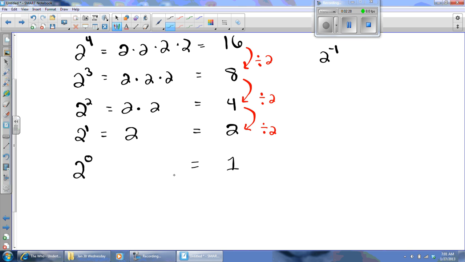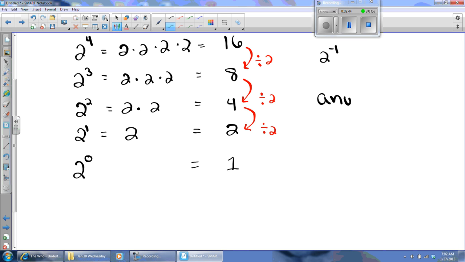I'll bet that surprised most of you. I'll bet most of you didn't see that coming. But you can see why. I divide by 2, divide by 2, divide by 2. It has to be 1. Now, that's actually true for any non-zero number.